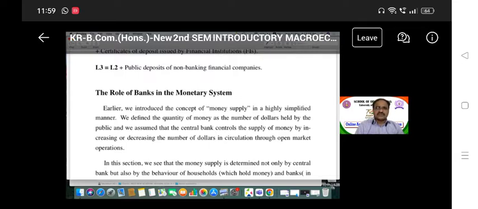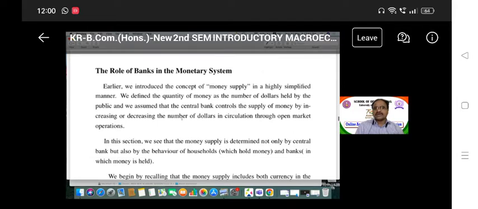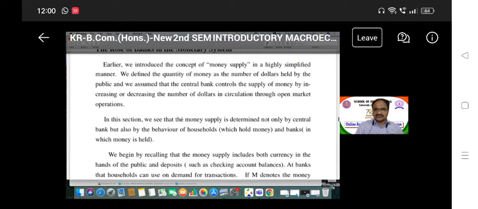So what is the monetary system? Monetary system means the money related system: money supply and money demand, how they take place in the economy. That is the monetary system. So what is the role of the banks? Bank has one role to play, to manage the money supply. Money supply is a highly simplified manner to define the quantity of money, the number of dollars held by the public. We assume the central bank controls the supply of money.